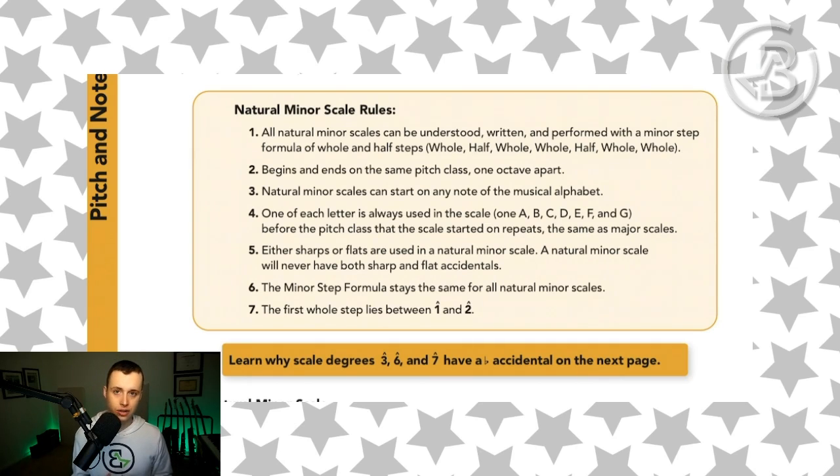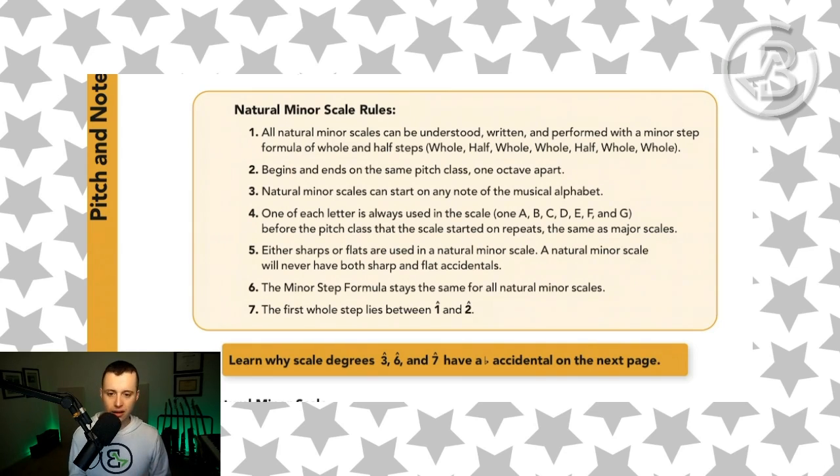All natural minor scales begin and end on the same pitch class, 1 octave apart. Natural minor scales can start on any note of the full musical alphabet, and just like major scales, one of each letter is always used in the scale. One A, B, C, D, E, F, and G before the pitch class that the scale started on repeats one octave higher or lower, higher if it's an ascending scale, lower if it's a descending scale.